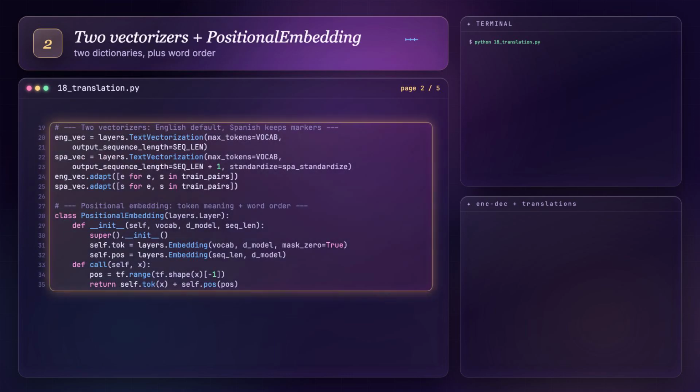Positional embedding. Attention is order blind on its own. Shuffle the words and it can't tell. So we add a token embedding and a position signal, so dog bites man and man bites dog come out different. mask_zero=True on the token embedding tells every later attention layer to ignore the padding automatically. We use this same layer for both the English input and the Spanish input.